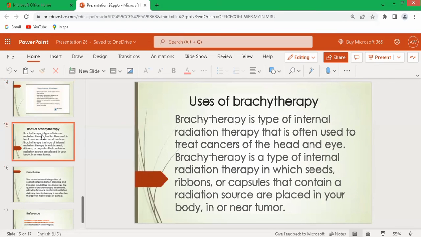Uses of brachytherapy. Brachytherapy is a type of internal radiation therapy that is often used to treat cancer of the head and eye. Brachytherapy is a type of internal radiation therapy in which seeds, ribbons, and capsules that contain a radiation source are placed in your body in or near the tumor.